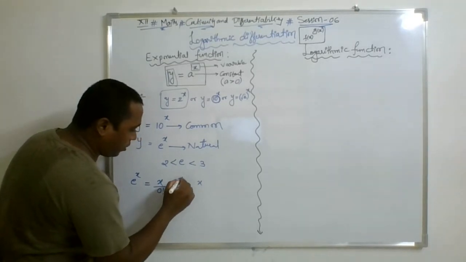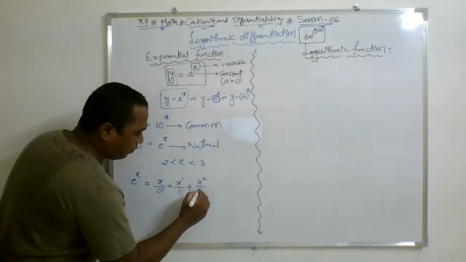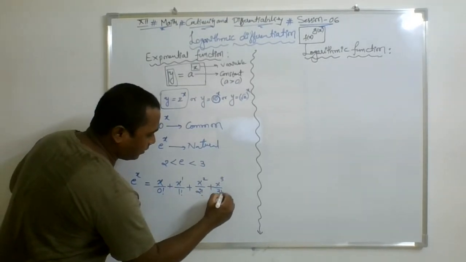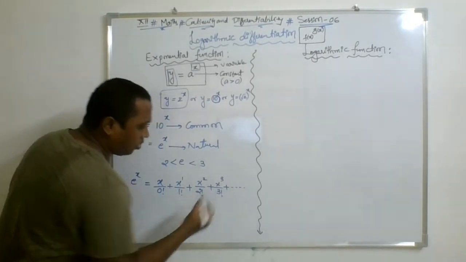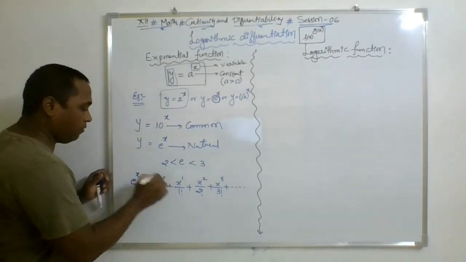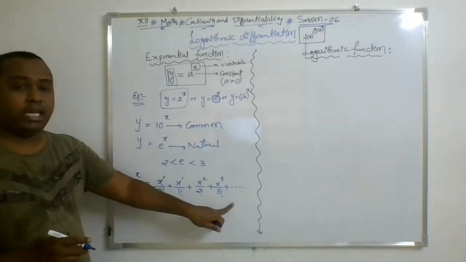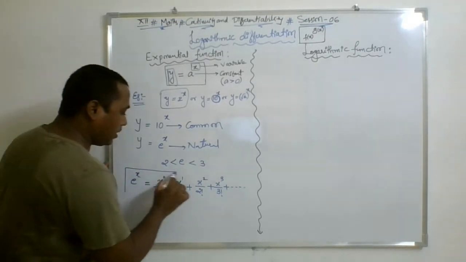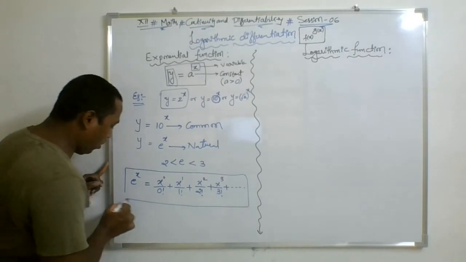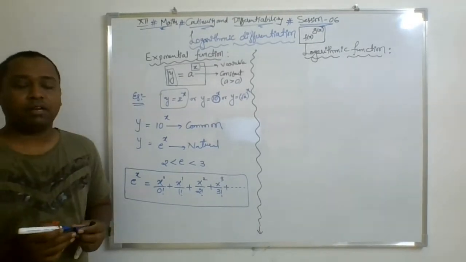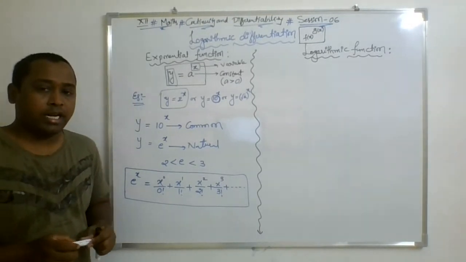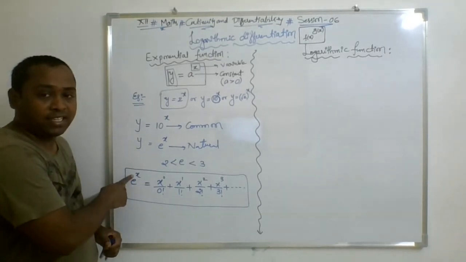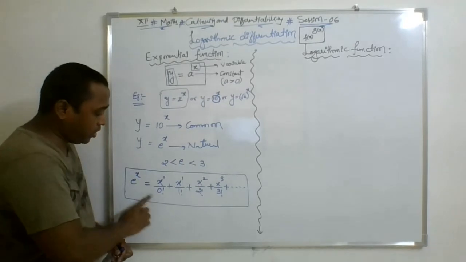x to the power of 1, you can say x square upon 2 factorial, x cube upon 3 factorial, and so on. So this is basically what we call an infinite series, which was discovered by Leonhard Euler. Hence this infinite series is called the Euler series, where if you substitute the value of x as 1, this series is reduced to what?